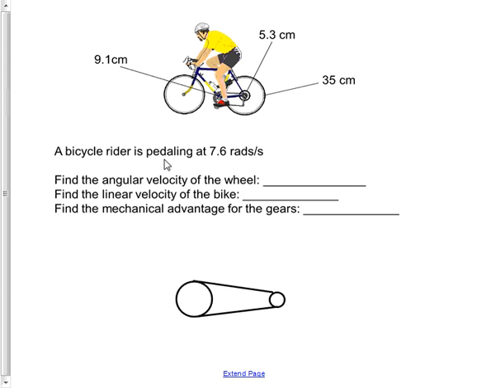This question is a gear ratio question. We have a bicycler riding and pedaling at 7.6 rad/s. And he, of course, will be pedaling that on the pedal gear right here. And the radius of that gear is 9.1 centimeters.